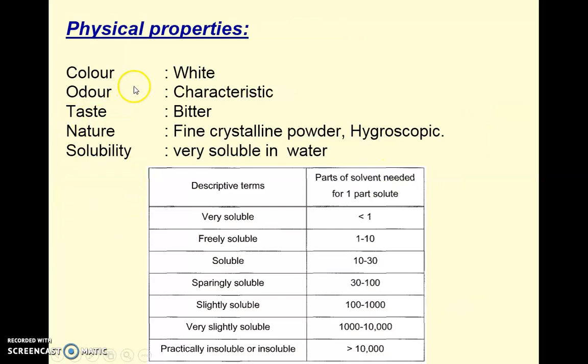So that was the chemical name and structure of benzyl penicillin. Next, physical properties: it is a white, fine crystalline powder with a characteristic bitter taste, hygroscopic in nature, and very soluble in water. As far as very soluble, how much part of solvent? This is the solubility criteria as per IP. There are descriptive terms which indicate different solubility profile criteria: very soluble, freely soluble, soluble, sparingly soluble, slightly soluble, very slightly soluble, and practically insoluble.